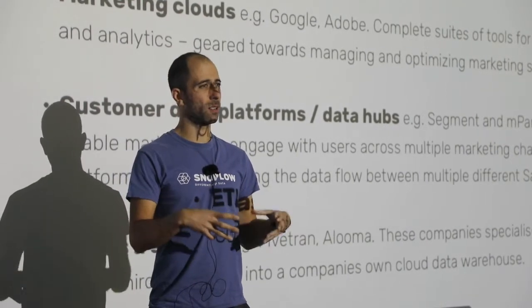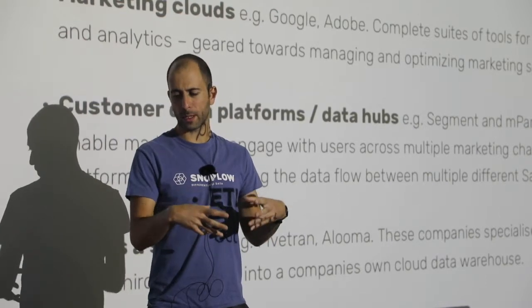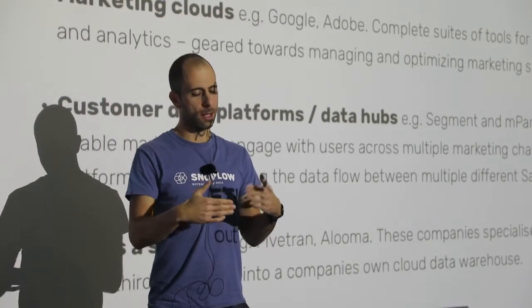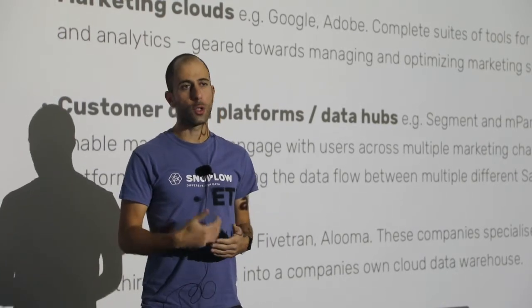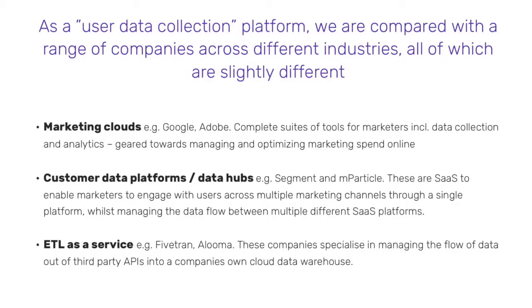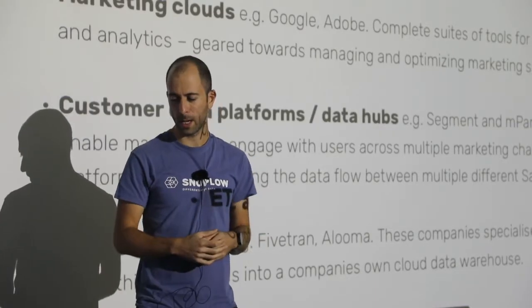So Snowplow's a kind of a difficult product in the market because there are a lot of companies that we're compared against, but none of them do quite what we do. So on the one hand, we're often compared with the marketing clouds, the Adobe Marketing Cloud or the Google Marketing Cloud. But those are tools that are geared very much towards marketers to effectively help them spend their budget. And they do lots that we don't do, and we do some stuff that they don't do. So we're not directly comparable to them, but we're often compared with them.